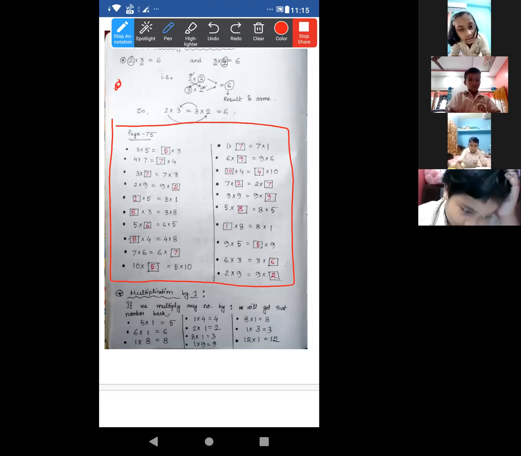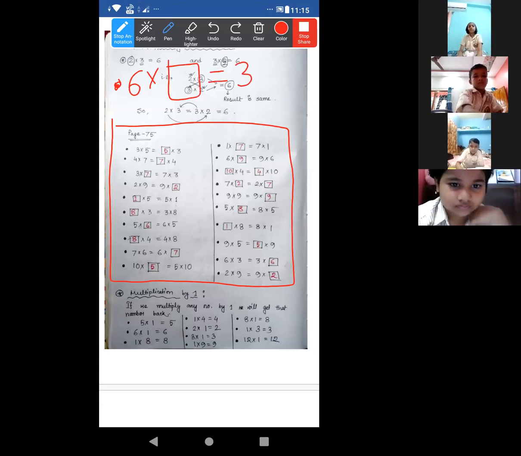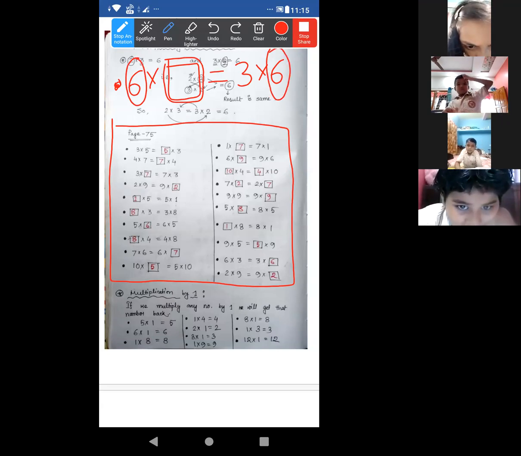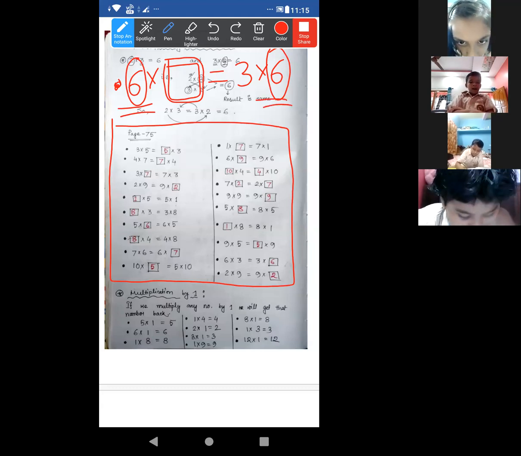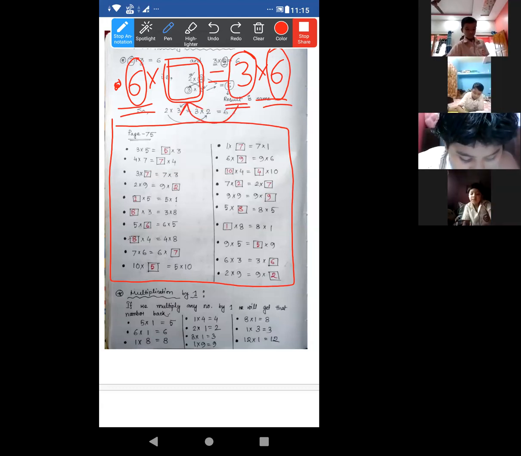Suppose this one, okay? 6 into box is equal to 3 into 6. What will be in this, fill in the blanks in this box? Look, how to check it? Basically 6 is present, here 6 is present, and the position has been changed. Here it is first position, here it is last position. Now look at this, where both the numbers are given in the second part, 3 is in the first position here. So definitely in this box, in the last position, this 3 will be there.